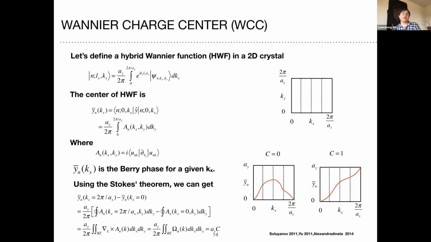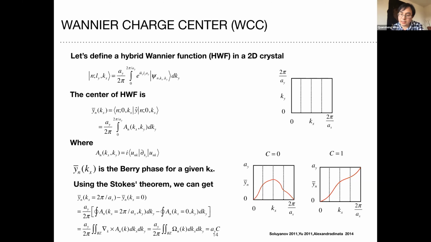So we can also calculate the center of the hybrid Wannier functions. You will do it like this. It's the same as the integral of the Berry connection, but you just do the integral along the Ky direction. For example, you select one Kx and do the integral from this to that. This is a closed path.